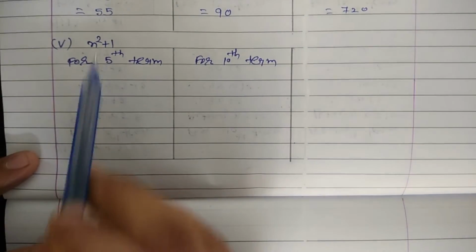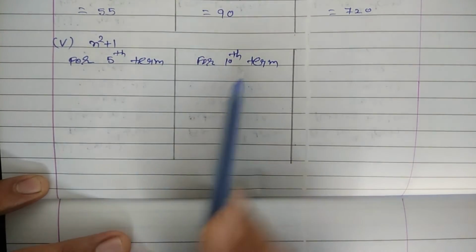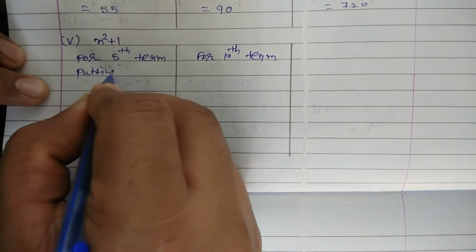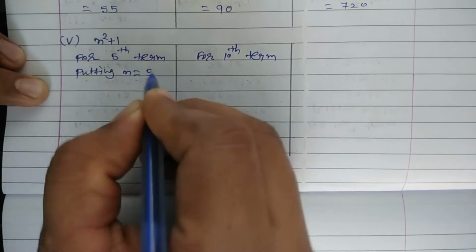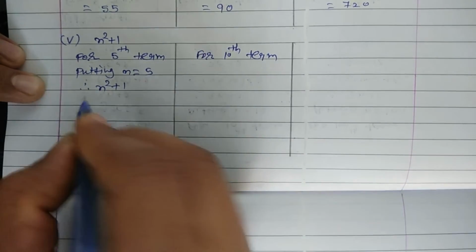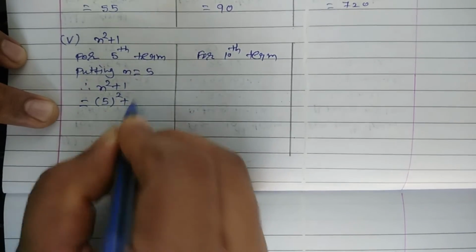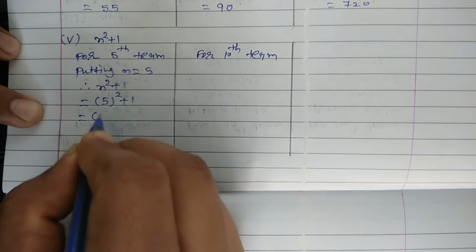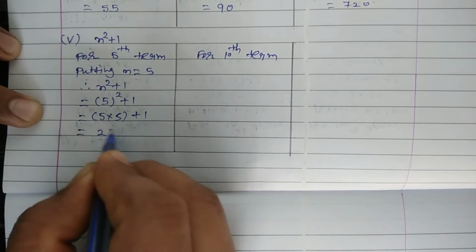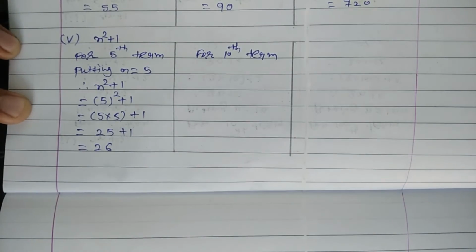Last expression, n square plus 1. Here we have to find the 5th and 10th term. So for the 5th term, putting n is equal to 5, and therefore expression n square plus 1 is equal to, instead of n we have to write 5. So it is 5 square plus 1. 5 square means 5 multiplied by 5, plus 1. 5 5s are 25 plus 1, that is equal to 26.